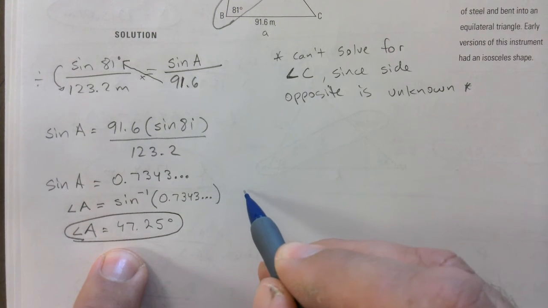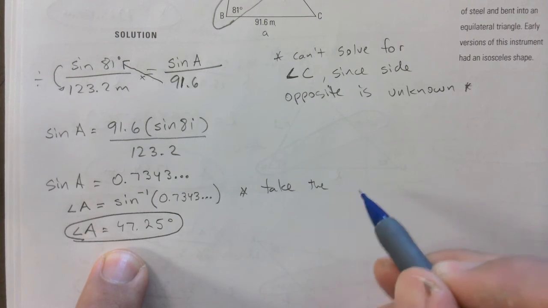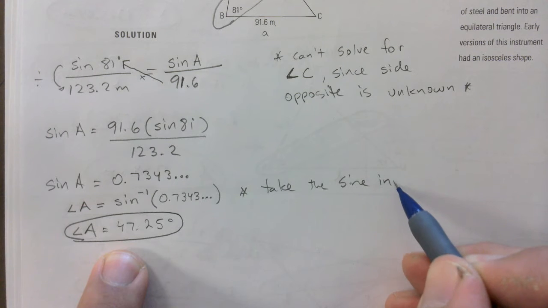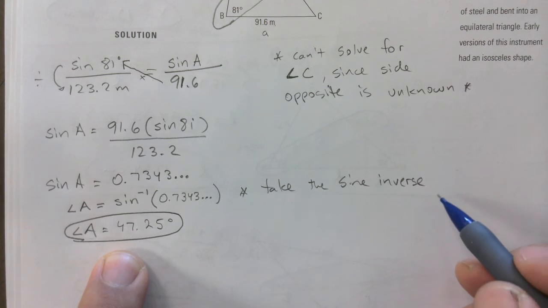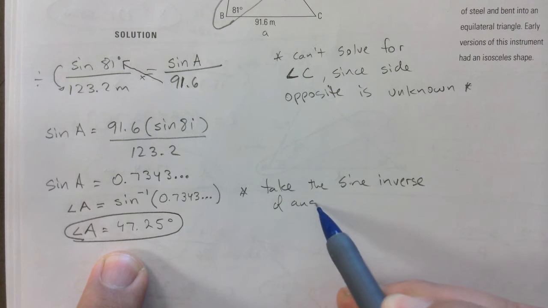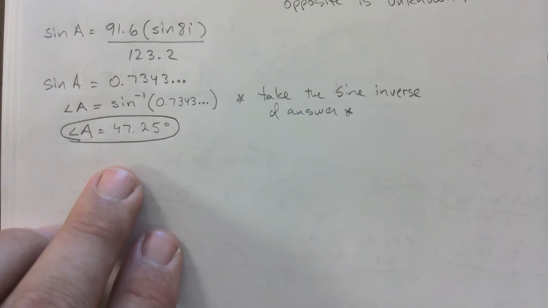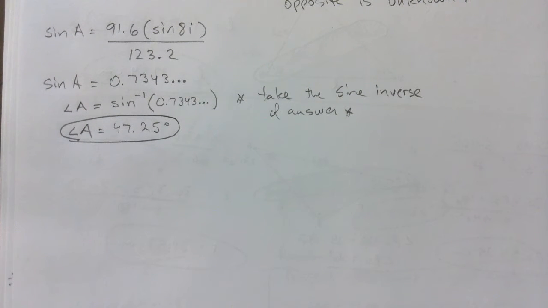So right, we'll do this. On this here, take the sine inverse of answer. Take the sine inverse of answer. That's what is happening there. So you can't just say that A is 0.7343, right? It's the inverse of that, and that's when you round your final answer to 2 decimals.